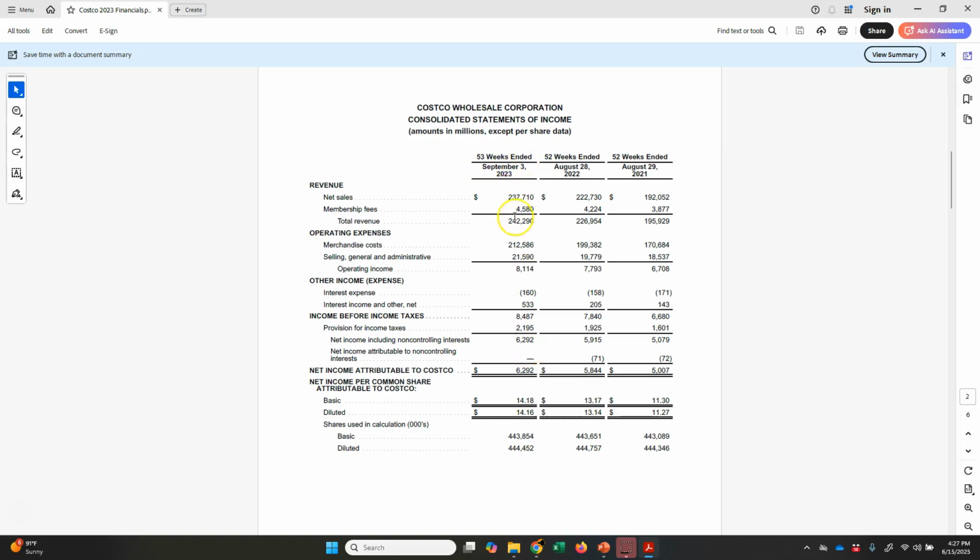Okay, so this is how much Costco generated in revenue and net sales. This is basically from the sale of all the stuff that they sell in their stores, the clothes, the food, and all that. And then they have membership fees. This is another source of revenue for them. So this is the total revenue.